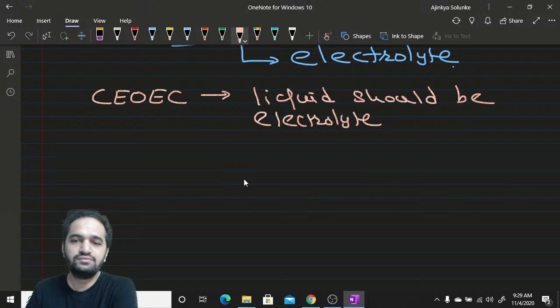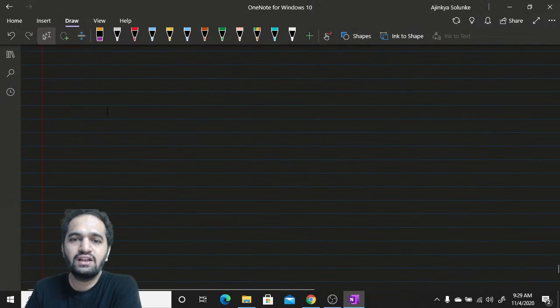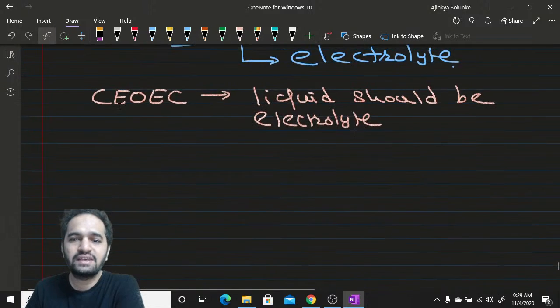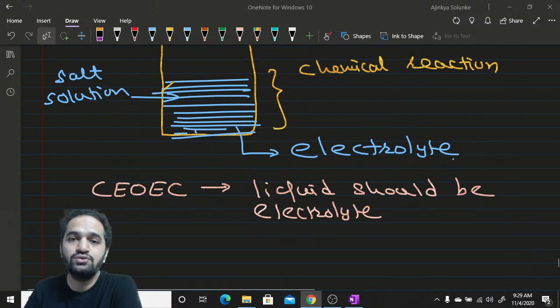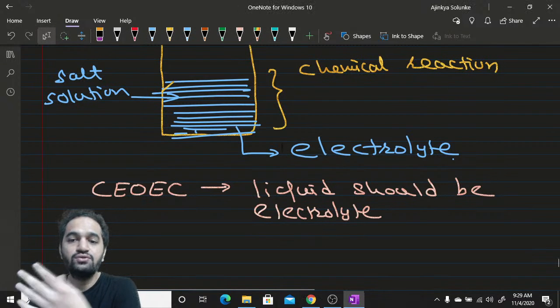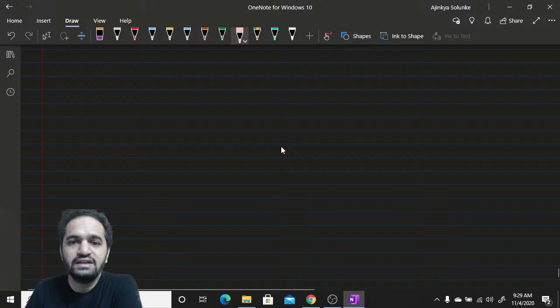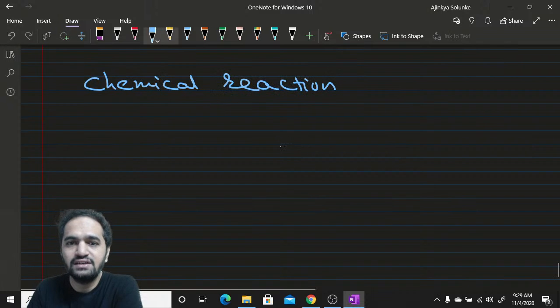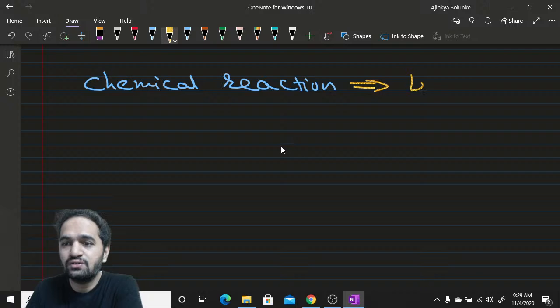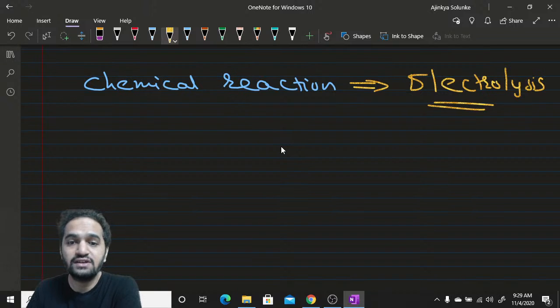Okay. So now there is another method. This is basically a chemical reaction, so we need to give it a name. This chemical reaction which we have seen just now has a name, and it is called electrolysis. Now what is the meaning of this? Let us try to understand what is electrolysis.